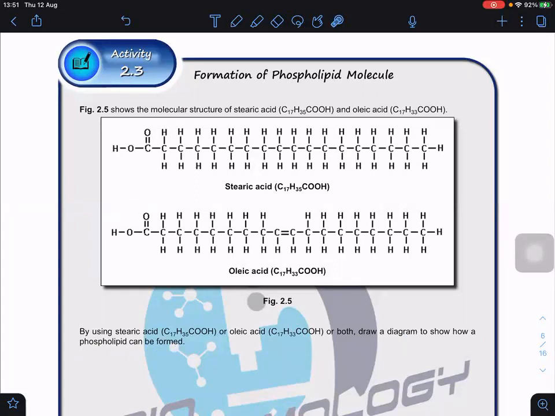In the exam, you need to know how to draw the diagrams and show how the process takes place. Since they give me the formula like this, I'm going to use the formula rather than drawing the entire thing. I don't want to draw everything here. Let me add another page so that I can draw to show you guys. So how can we form this phospholipid molecule? First, we must have glycerol.